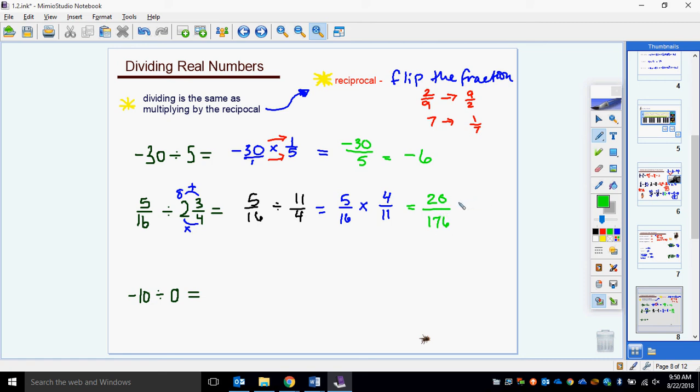I can reduce this. I know that they're both even numbers. So if I divide them by 2 to start off with, this would be 10 and this would be 88. I can divide by 2 again and I'd get 5 over 44. And now that's as far as it will go because nothing can go into 5 and nothing can go into 44. Let's look at one more.